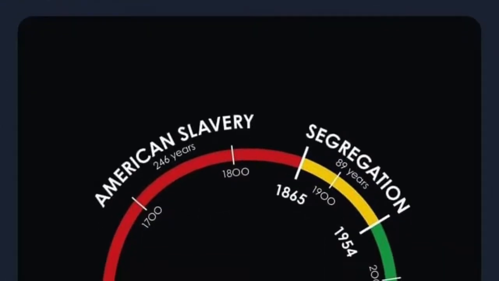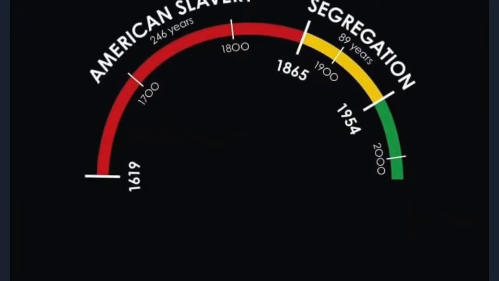This image is so striking. I want you to first look at how narrow that green portion is compared to the rest of it, and think about what that means. Our modern world hasn't been around for very long at all. The next thing I want you to look at is how recent that yellow portion is.